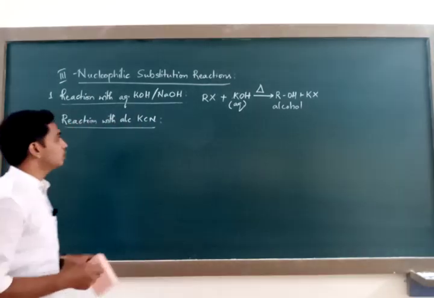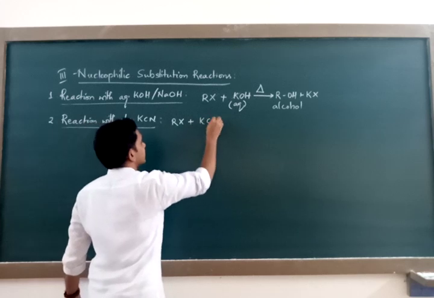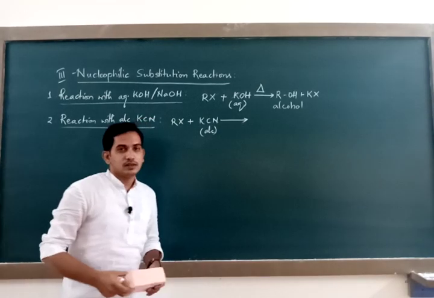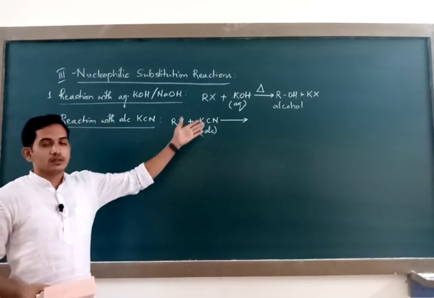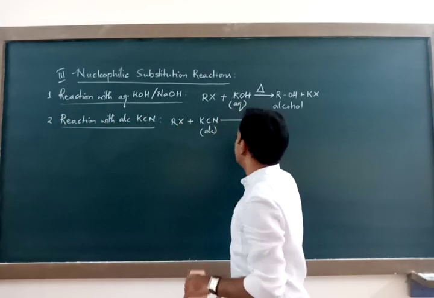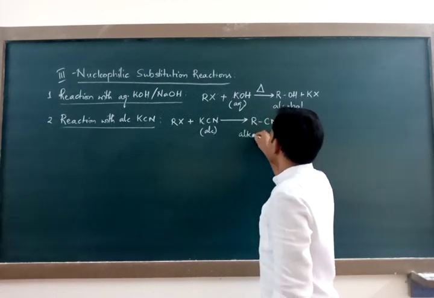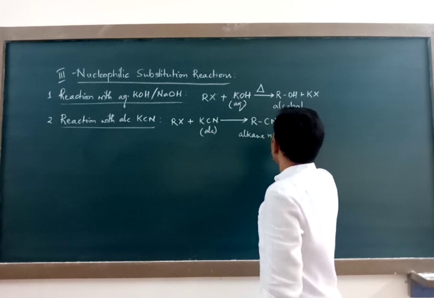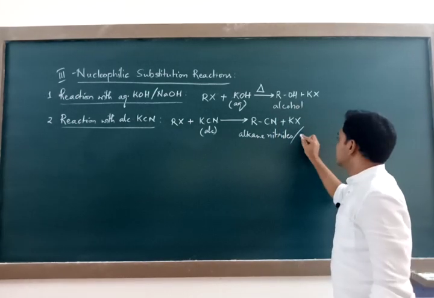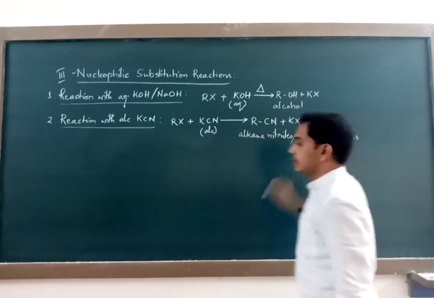So whenever a haloalkane reacts with potassium cyanide in alcoholic medium, what happens? Guess the nucleophile here. Halogen goes. In potassium cyanide, the nucleophile is exactly cyanide. Therefore, the product will be alkane nitriles plus KX. Alkane nitriles are also called alkyl cyanides.